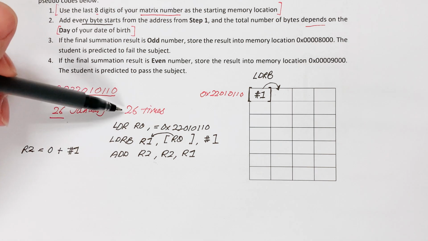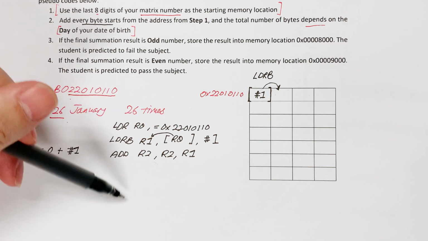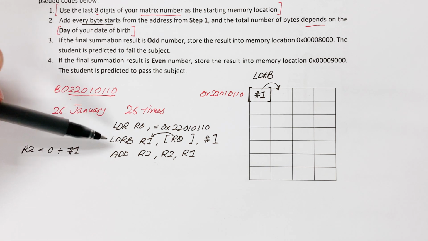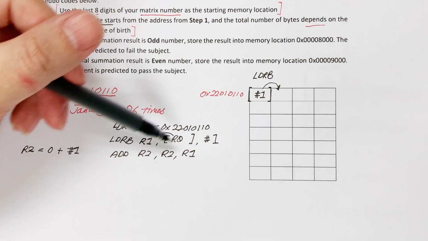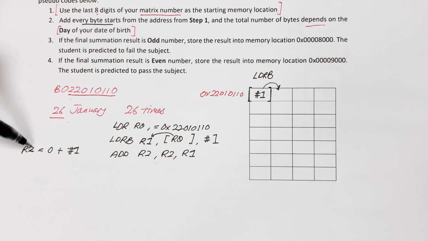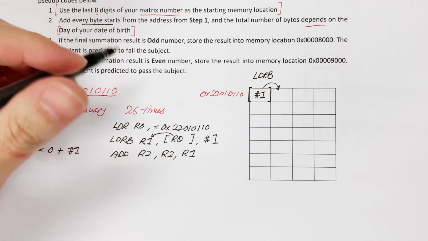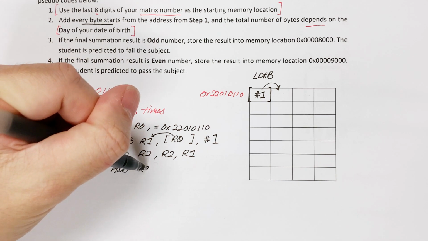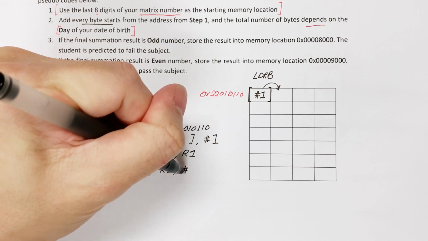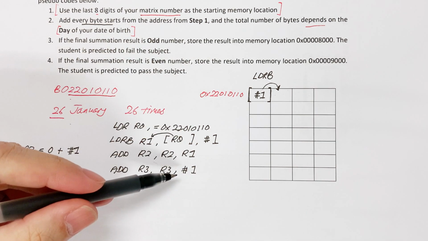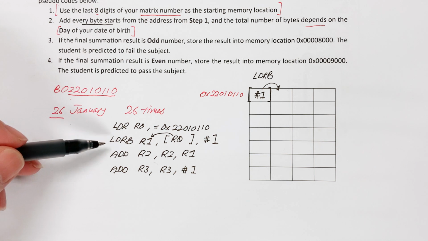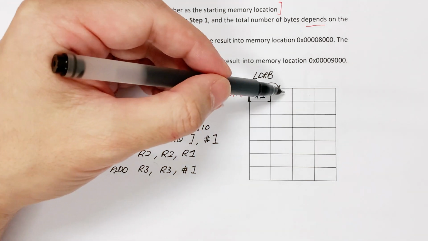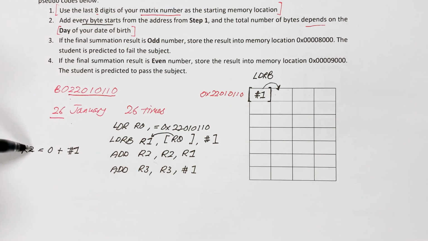for 26 times over and over again, basically I will need a loop so that I will keep coming back to load the next byte and then add the next byte to my register 2. In order to do that, I would use another register, for example register 3. I will increase my register 3 by 1 every time I finish a loop, so that I can use register 3 to keep track of how many times I have been adding the bytes to my R2.